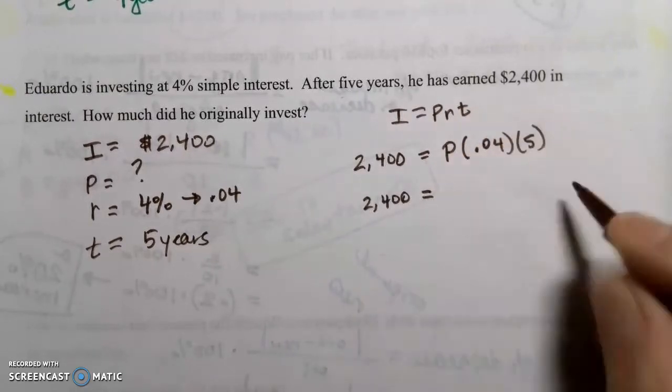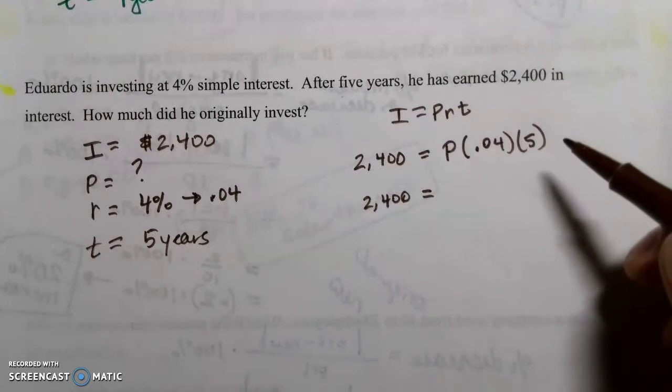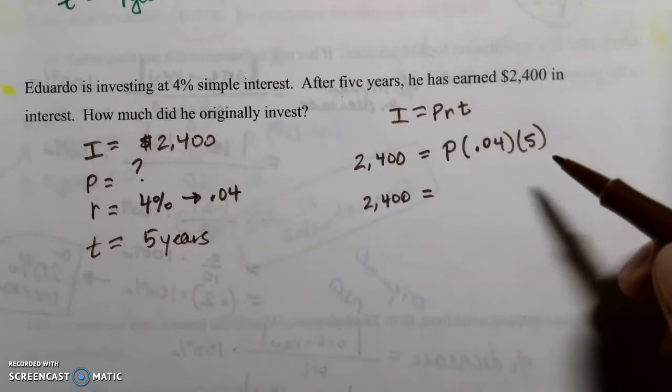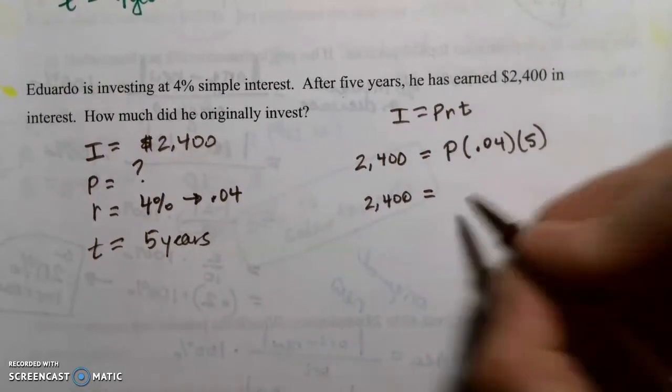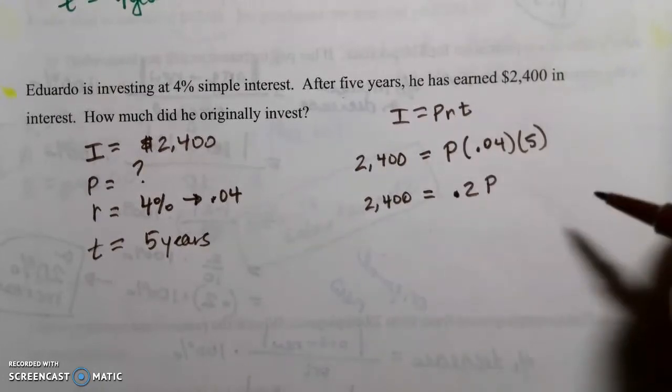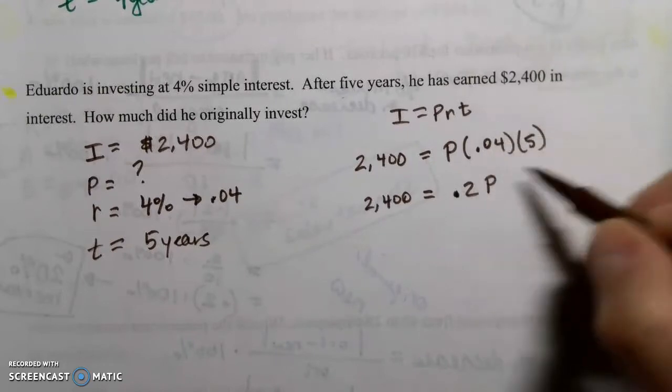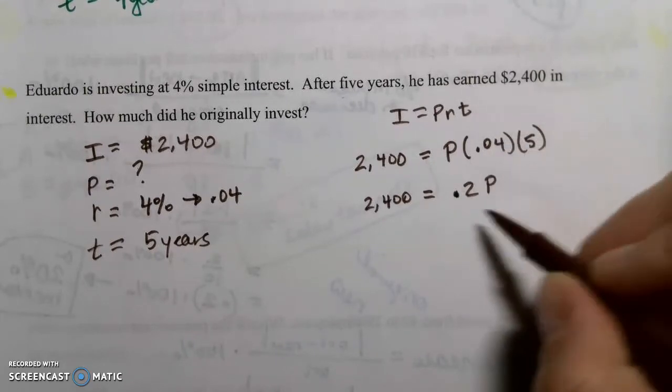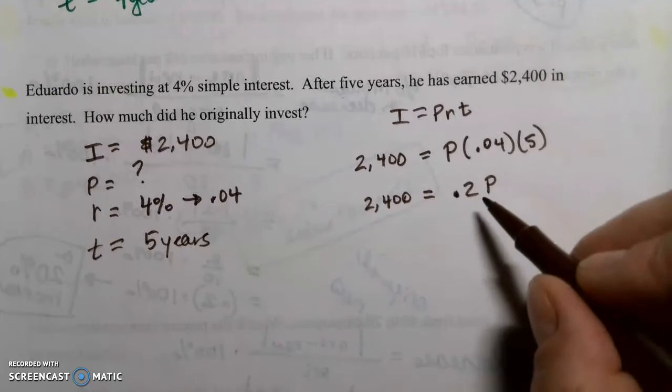So we do need to do a little cleanup over here because the 0.04 times 5, we can go ahead and multiply those and get the specific value. So that's going to be 0.2p equals 2,400. So that's the extra step that we have to do. We just have to clean that up a little bit. Now it looks like other ones that we've dealt with.